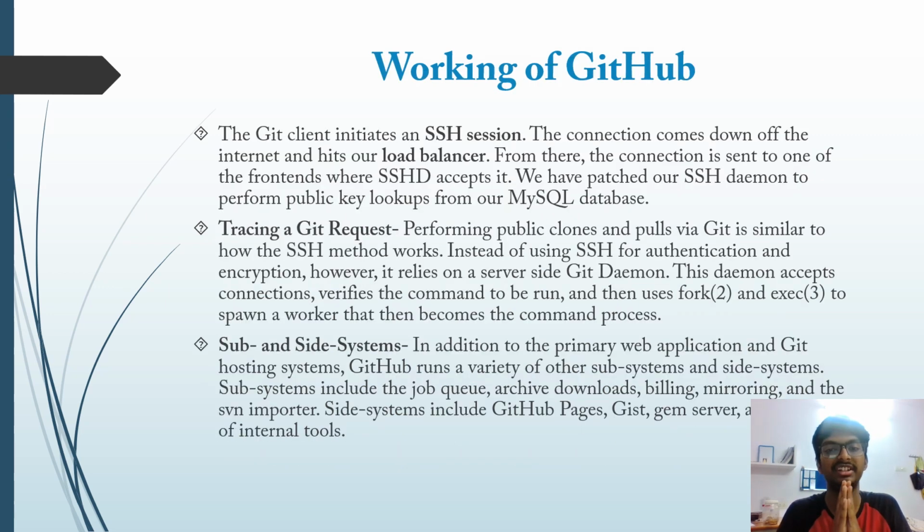First, the Git client initiates an SSH session. The connection comes down off the internet and hits our load balancer. From there, the connection is sent to one of the frontends where an SSHD accepts. Now we have patched our SSHD daemon to perform public key lookups from our MySQL database. While performing public clones or pulls via Git, instead of using SSH for authentication and encryption, it relies on the server-side Git daemon, which accepts connections, verifies commands, and spawns a worker, which becomes the command process.